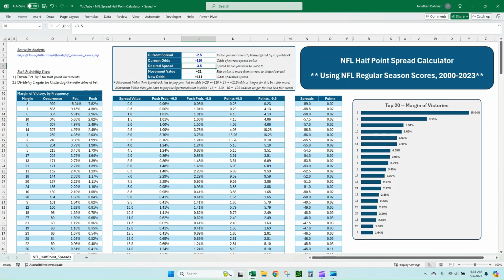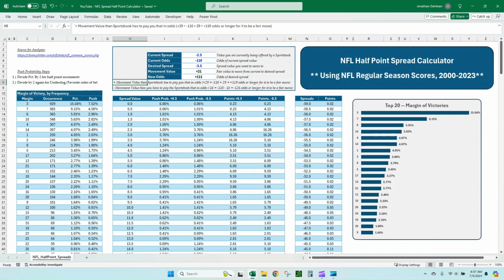So if you bump that up to minus 3.5, so let's say they went by a touchdown, you're going to get paid out. What's that movement value? So moving a whole point from minus 2.5 to minus 3.5 is worth 21 points. And so your new odds, what I would say would be fair, if you were to buy those two half points, would be plus 111. And I have a note here.